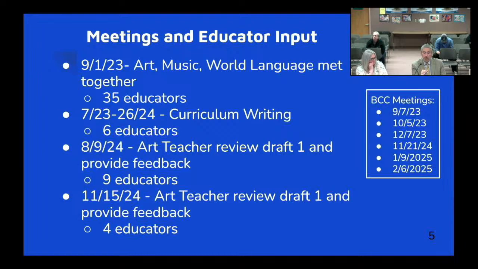Then on August 9th, art teachers gave their feedback. Nine people did that. And then November 15th, art teachers reviewed it and gave their feedback again. Now, when you look at 9 and 4, you think, well, that doesn't seem like a lot. But the reality is, for art, we don't have a lot of art teachers. So that's why those numbers are small. When we start looking at, in the future, math or language arts, those numbers will grow quite a bit.